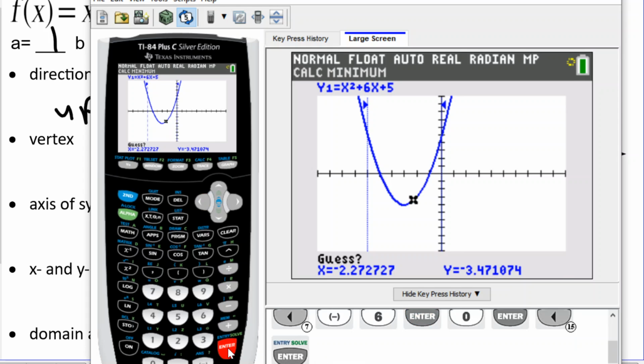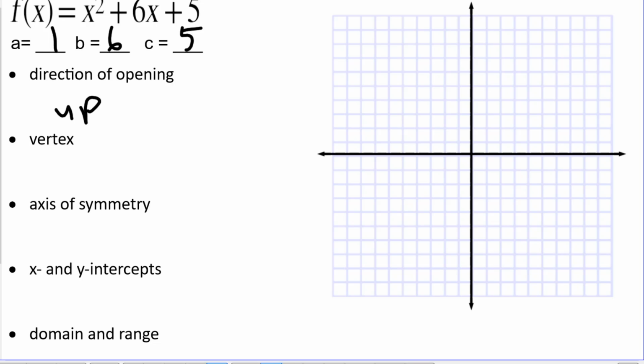And if you hit enter, it'll tell you the exact point that that vertex is at. So in this case, it looks like negative 2.99999. We can round that to negative 3. And the y value is negative 4. So again, remember your vertex is a coordinate. So our vertex has an x value of negative 3 and a y value of negative 4.